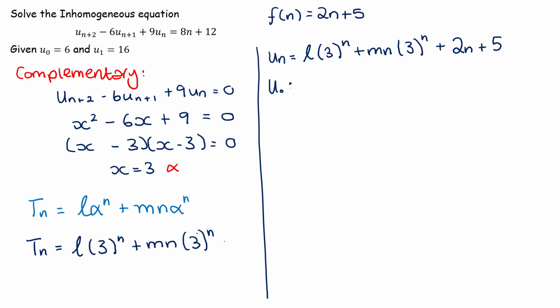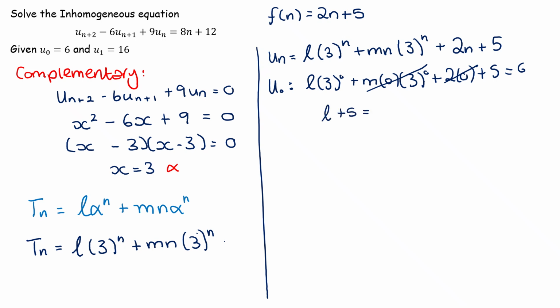So let's do our u0. That's going to be L times 3 to the power of 0, plus M times 0 times 3 to the power of 0, plus 2 times 0 plus 5 equals 6. So anything multiplied by 0 is gone. Anything to the power of 0 is 1. So that's L plus 5 equals 6, which means L equals 1.